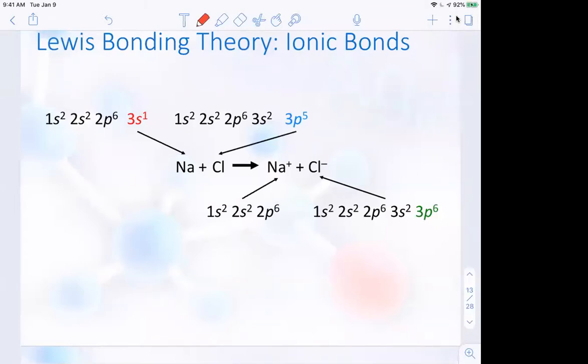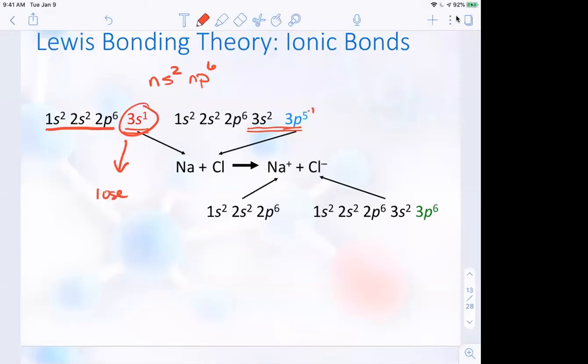So if you recall, sodium has a valence configuration of 3s1, 1 valence electron, group 1A. Chlorine has a valence shell electron configuration of 3s2, 3p5. Remember, I want to get to ns2 np6. If I lose this one, I achieve a valence shell octet.